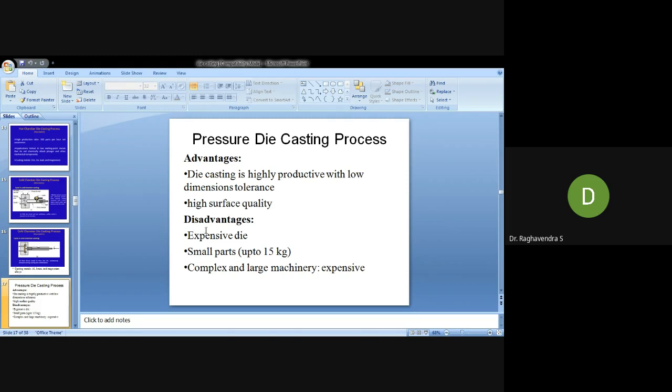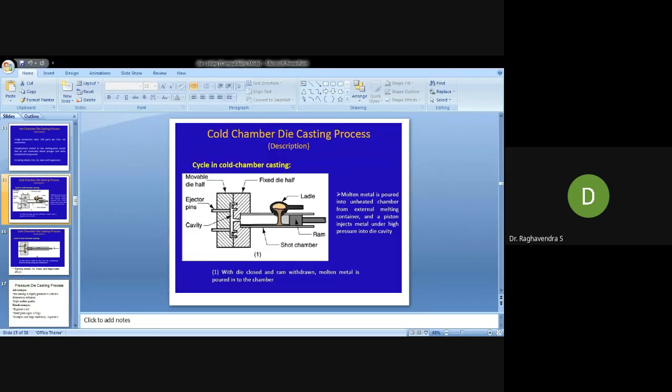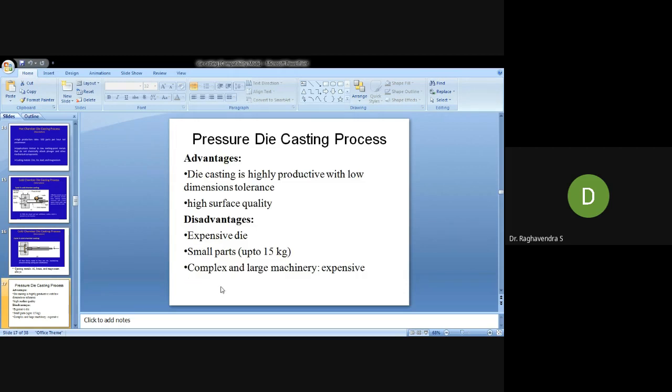Next, disadvantages. Expensive die, as I told, it's very costly. Initial cost is very high. Small parts up to 15 kg. The weight should be less than 15 kg. If you want to make more than 15 kg, say 20 kg, what happens? The metal flow inside will not be uniform. That's the reason why they'll not go for this.